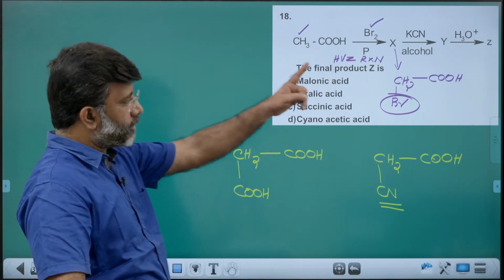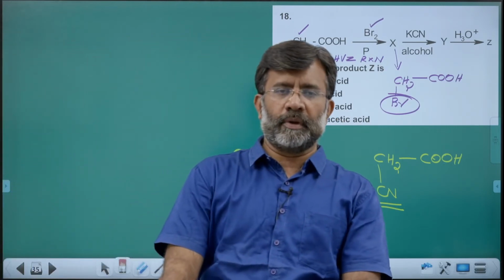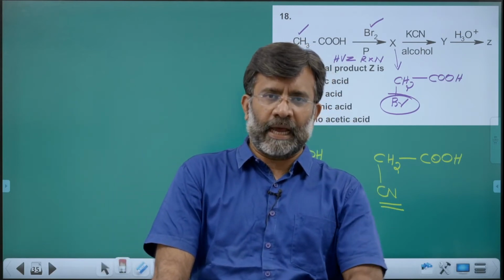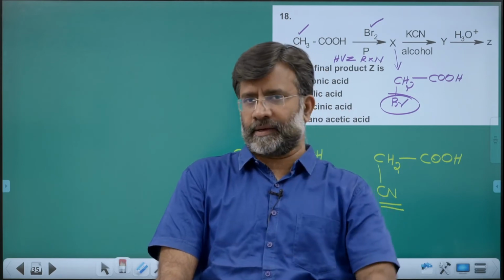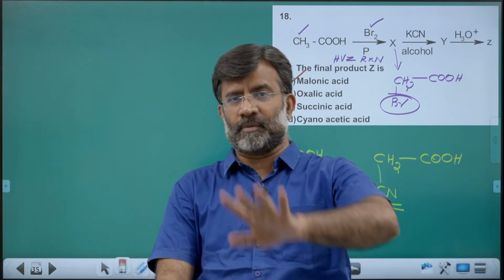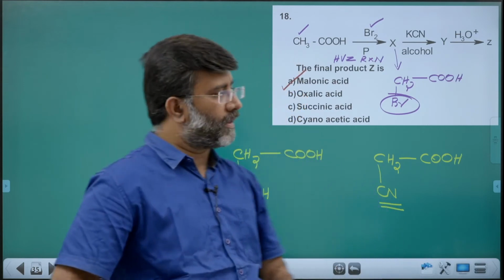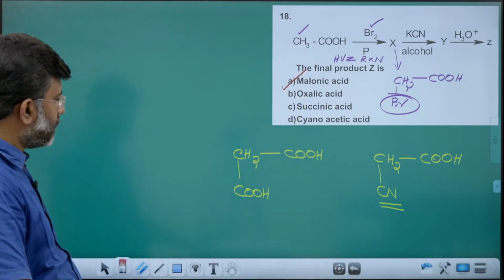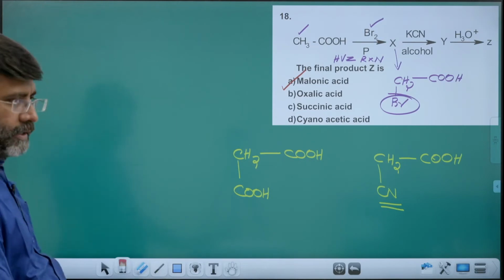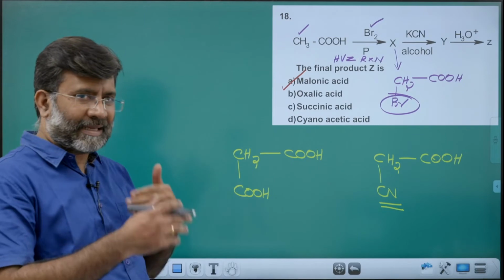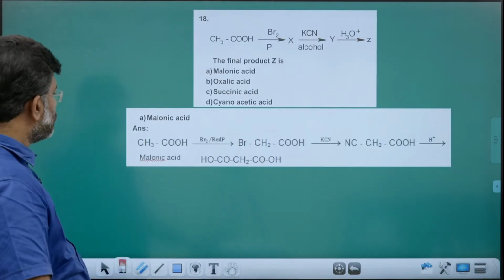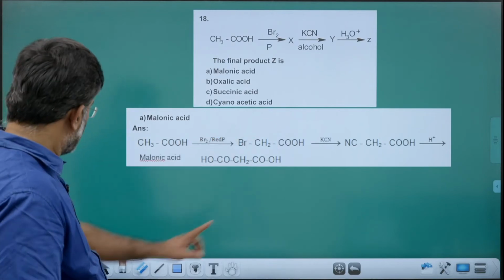So first reaction, HVZ reaction. Bromine comes at the alpha carbon, substituting a hydrogen. Now that bromine you are replacing with cyanide. And now that cyanide is hydrolyzed to get carboxylic acid. And this molecule is propane dioic acid. Propane dioic acid, that is called malonic acid, the next homologue to oxalic acid.